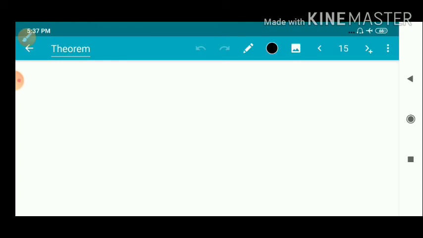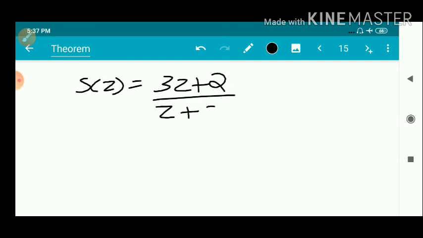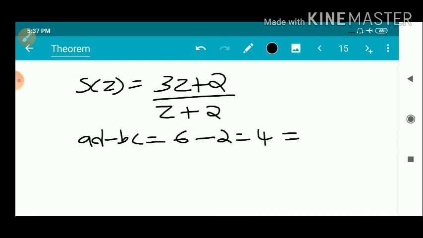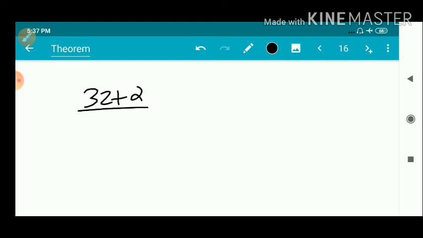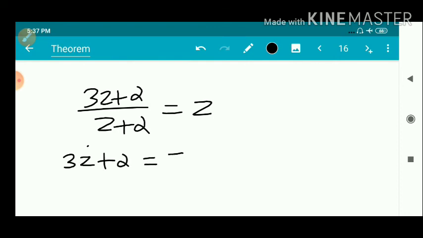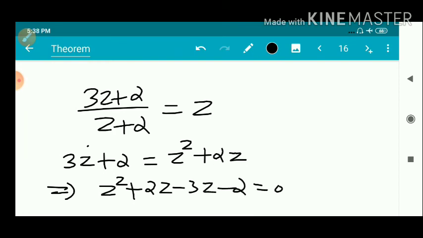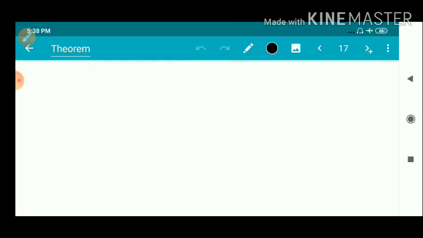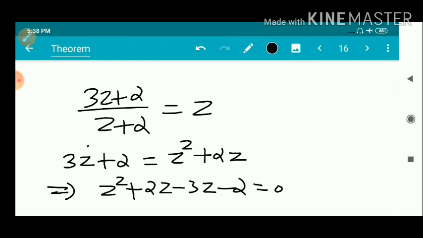Now consider an example, a function s of z equal to 3z plus 2 divided by z plus 2. Here ad minus bc equal to 3 into 2 minus 2 into 1, that's equal to 4, which is not equal to 0. Therefore it is a bilinear transformation or Mobius map. For the fixed point we take s of z equal to z, that implies 3z plus 2 divided by z plus 2 equal to z. By cross multiplying we get 3z plus 2 equal to z square plus 2z. That implies z square plus 2z minus 3z minus 2 equal to 0, that implies z square minus z minus 2 equal to 0.